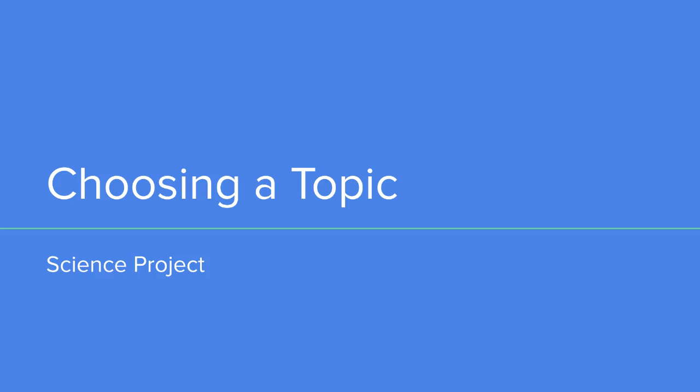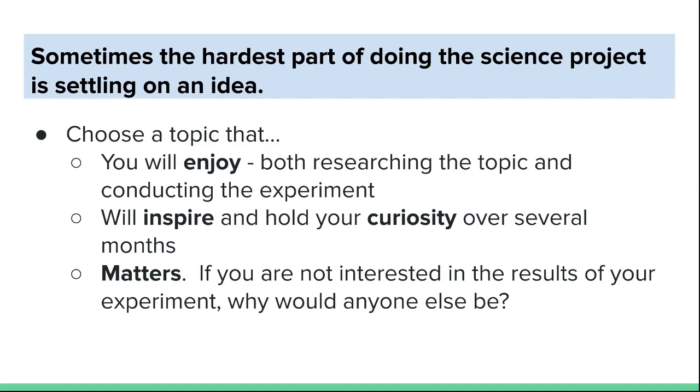This lesson is designed to help you choose a topic for your science project. Sometimes the hardest part of doing the science project is settling on an idea. You want to choose a topic that you will enjoy. This project is twofold. It involves both researching your topic and then also conducting the experiment. You want to enjoy both parts.